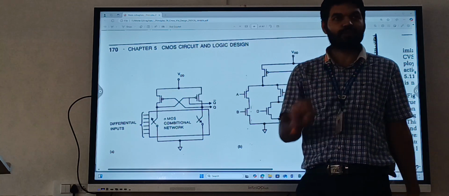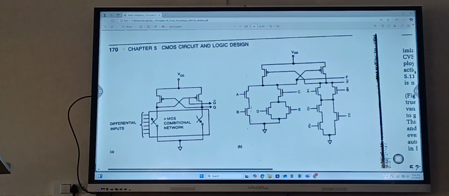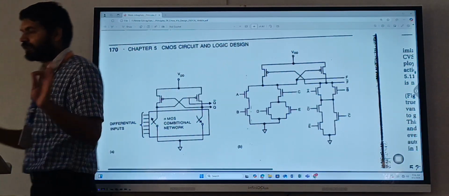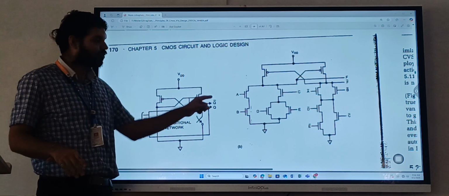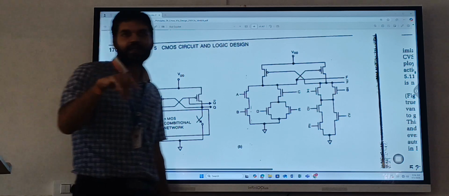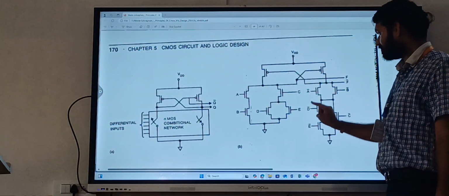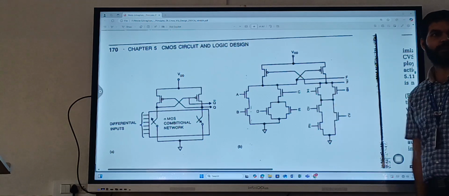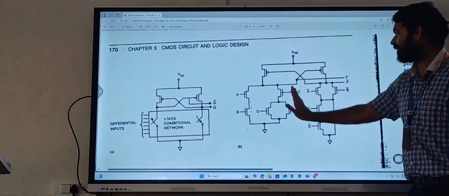So we have two outputs. Two outputs means one will be the normal output, one will be the complement output. In CVSL, we get the normal output as well as the complemented output. Q and Q bar both I'll get, or Y and Y bar both I'll get. Here you can just take one example. Don't look at this part, look at only half part.